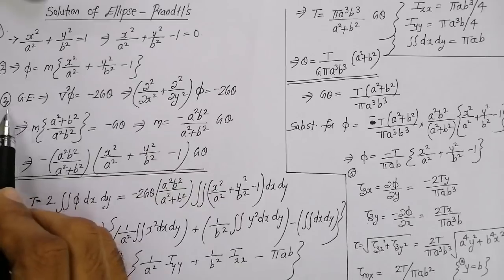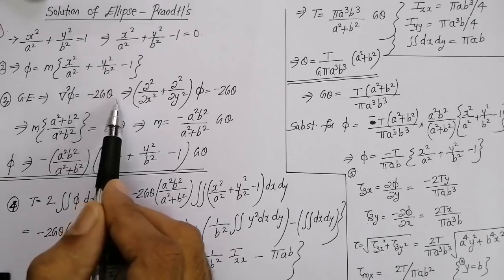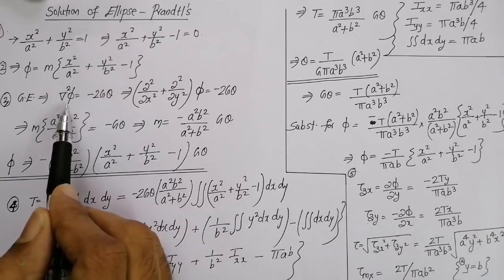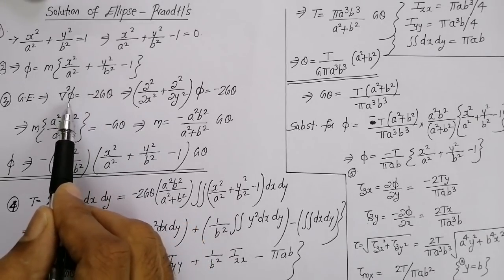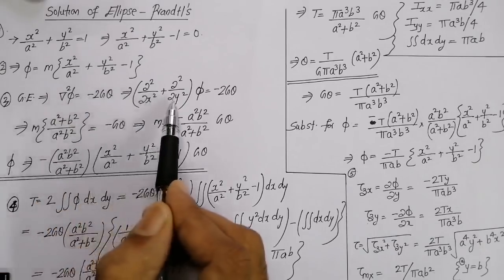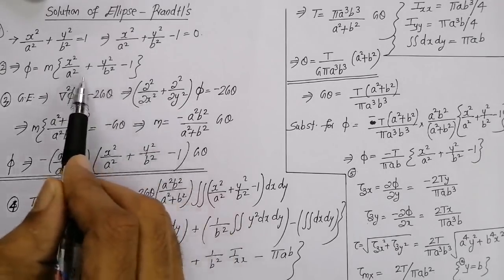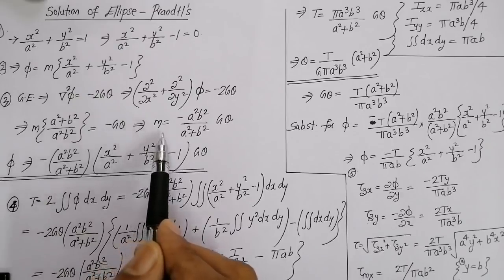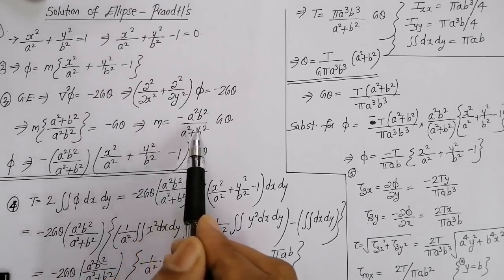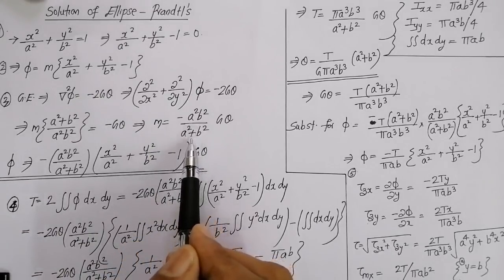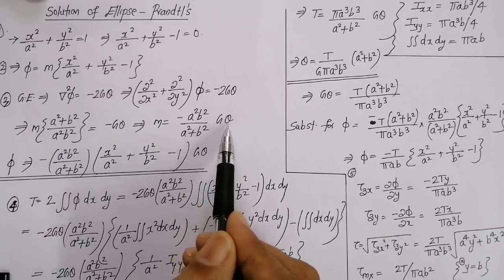Now third step, you have to apply the governing equation del square phi is equal to minus 2g theta. What is del square phi? Dou square phi by dou x square plus dou square phi by dou y square equal to minus 2g theta. So you have to differentiate and you have to obtain the value of m as minus a square b square divided by a square plus b square into g theta.